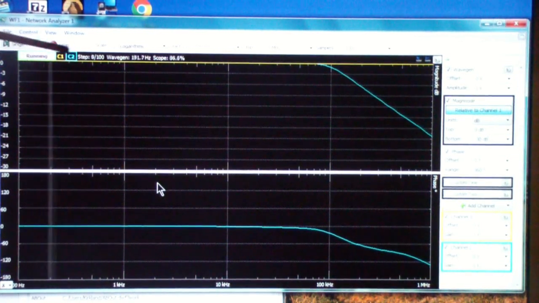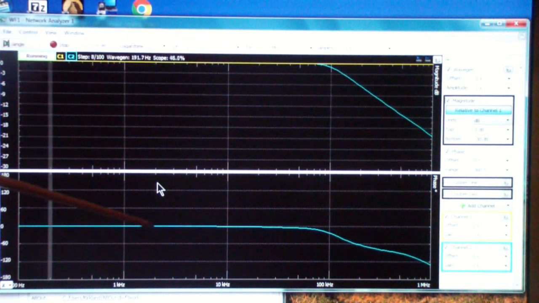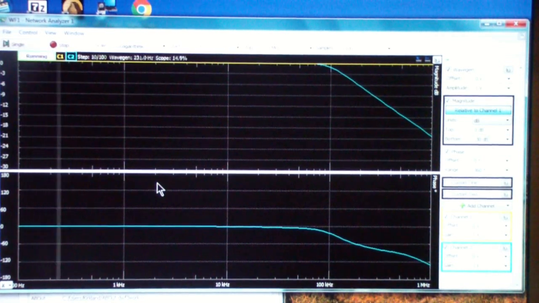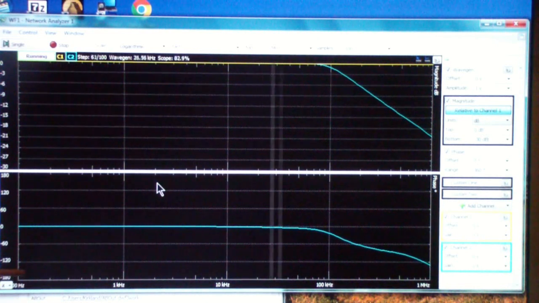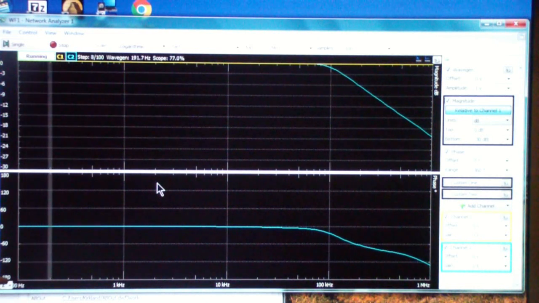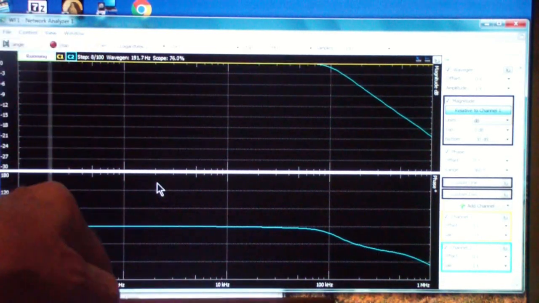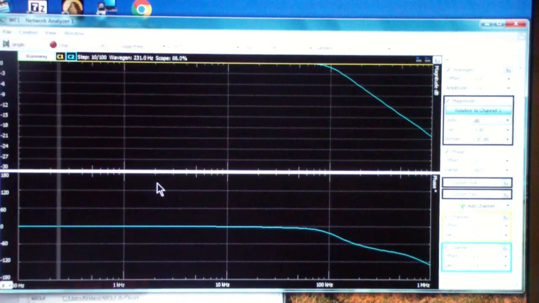At the top you see the gain of this particular amplifier, and at the bottom the phase, and you see it's going from 100 hertz to a megahertz, and you see that at around 100 kilohertz the gain begins to fall off and the phase begins to change.